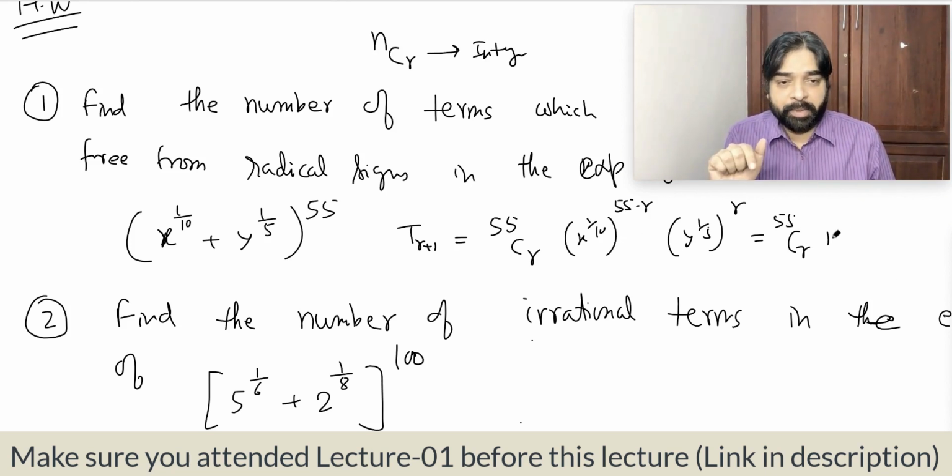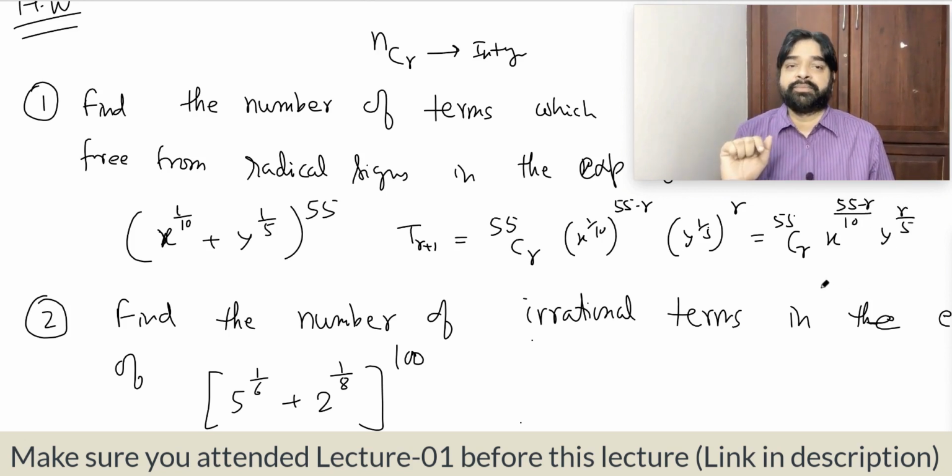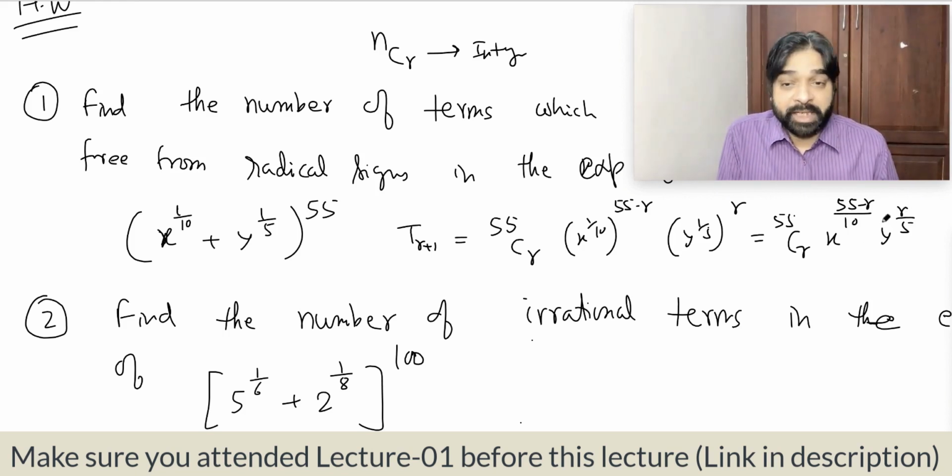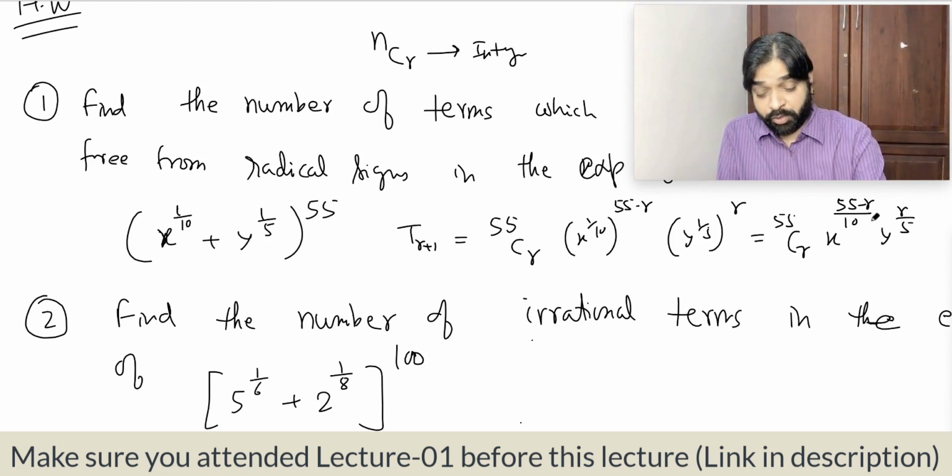And this will become x power (55 minus r) by 10 into y power r by 5. This is what is going to come. Now, there is a limitation on r. r can vary from 0 to 55. You have to make sure that these two powers should be integers. Now, manually you can think over it. It's not a big issue.